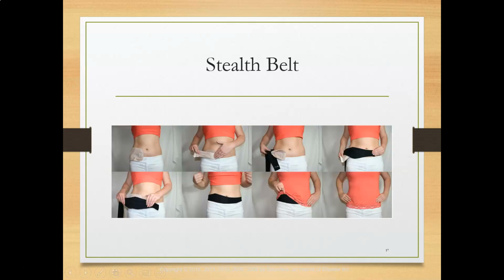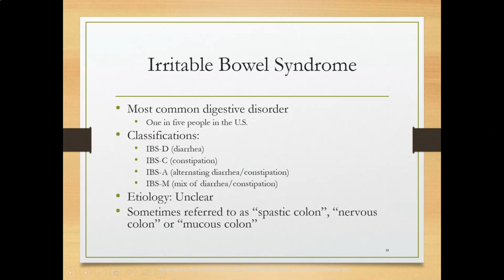This is one of the appliances that can be used. It's called a stealth belt, so that the person can wear a more form-fitting outfit to hide their colostomy bag. And there's all kinds of different things out there now to help with camouflaging the ostomy bag.